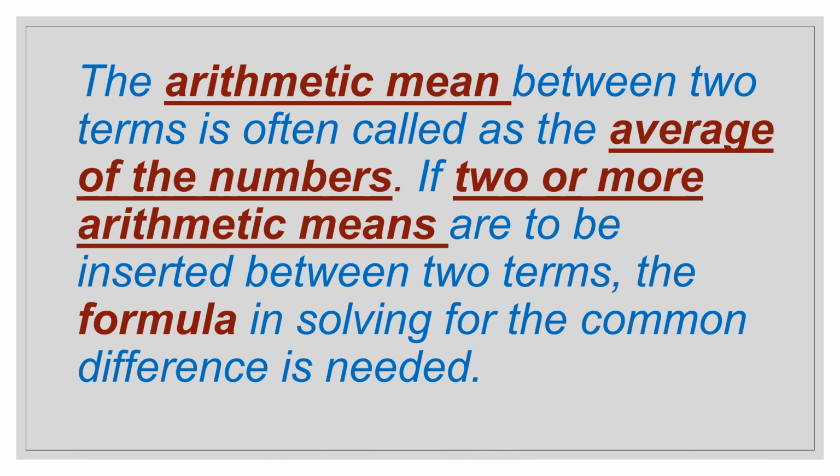The arithmetic mean between two terms is often called the average of the numbers. If two or more arithmetic means are to be inserted between two terms, the formula in solving for the common difference is needed.